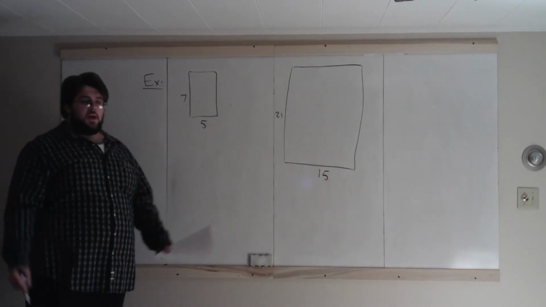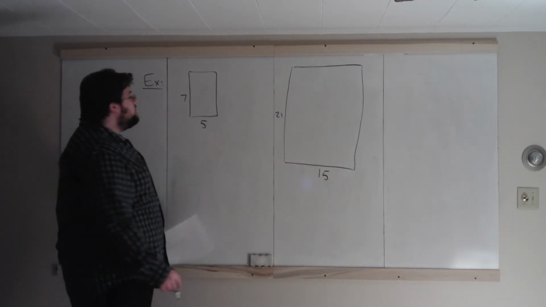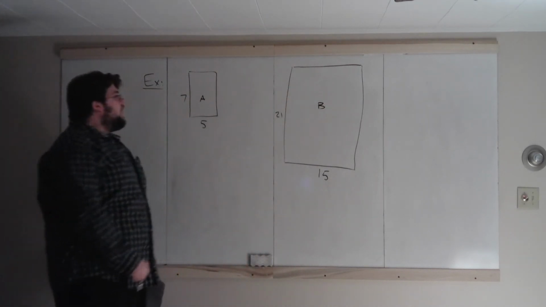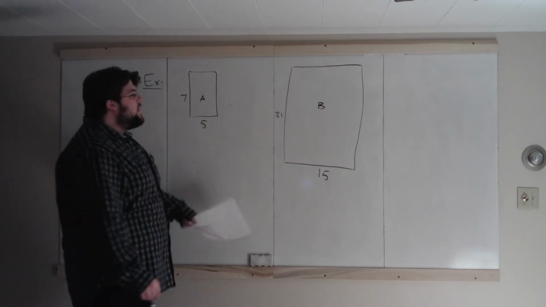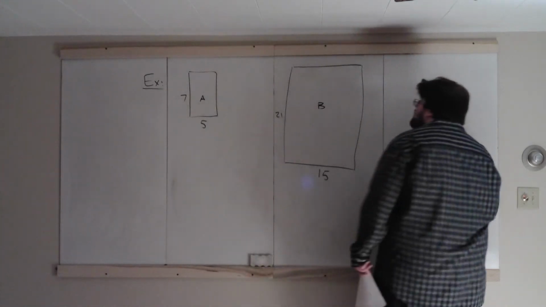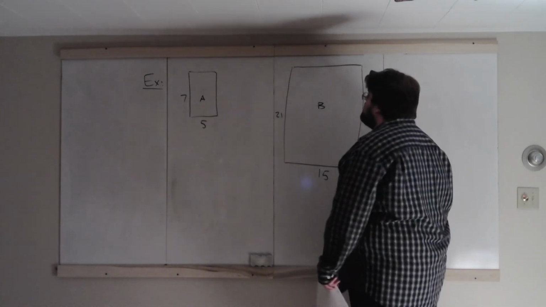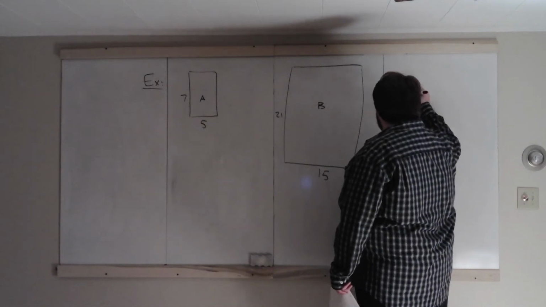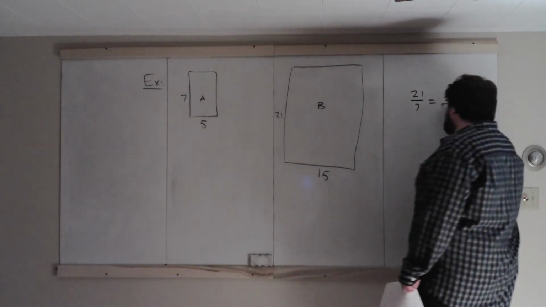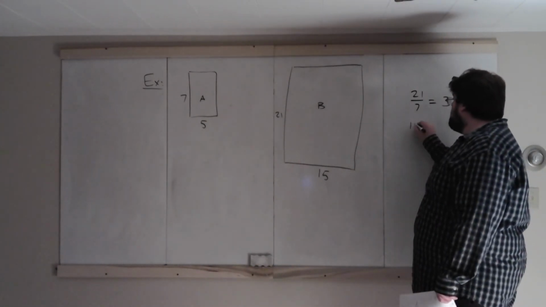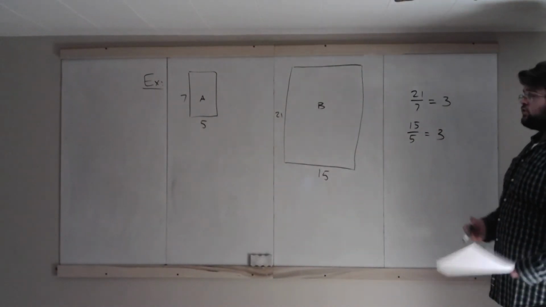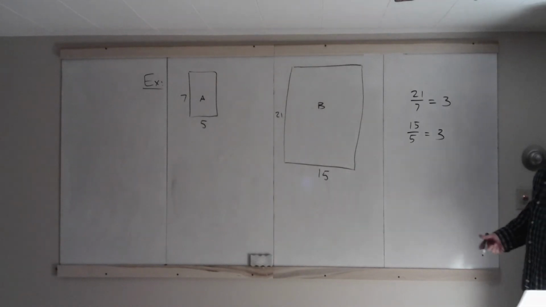And what we will do to detect whether they're similar is look at the ratio of sides. So let's call this A, let's call this B. We will take the sides on B and divide them by A just to remain consistent. We'll always do the second one divided by the first. So 21 and 7 correspond. Those two sides are the two longer sides on these rectangles. 21 over 7 equals 3. 15 over 5 also equals 3. Since these two ratios are equal, these rectangles are similar.